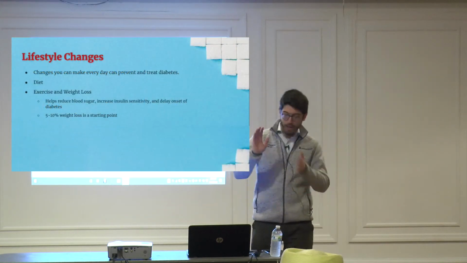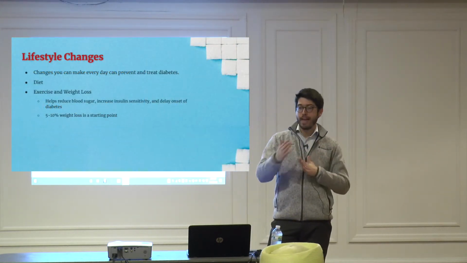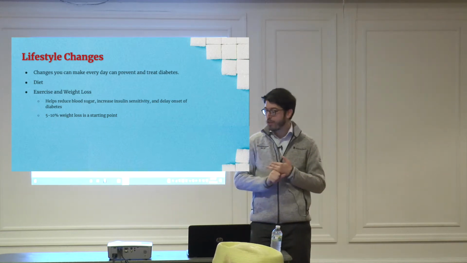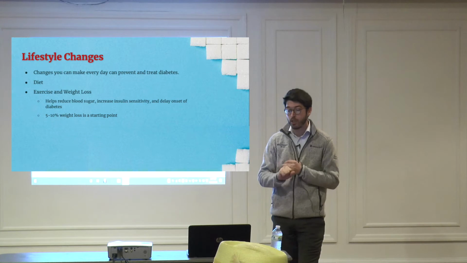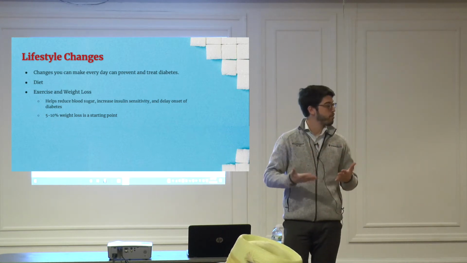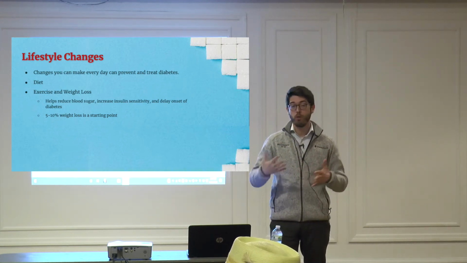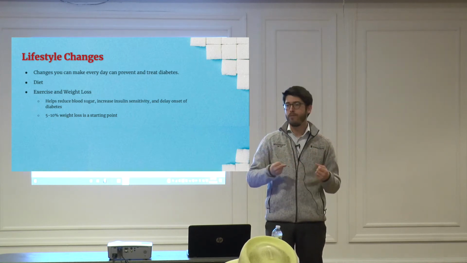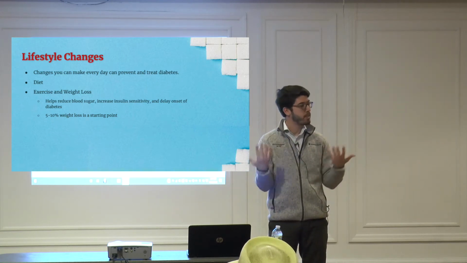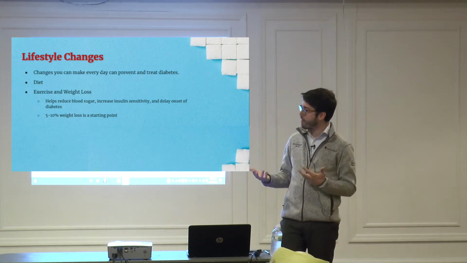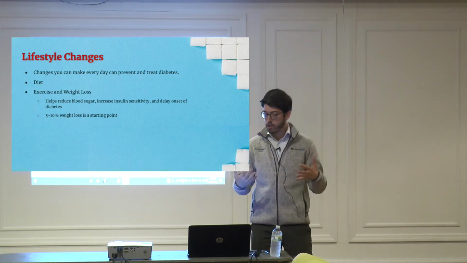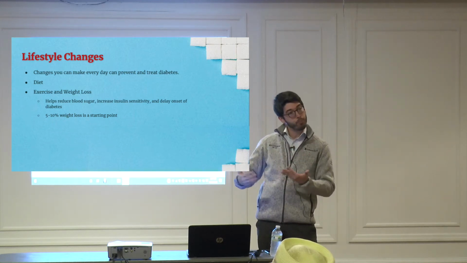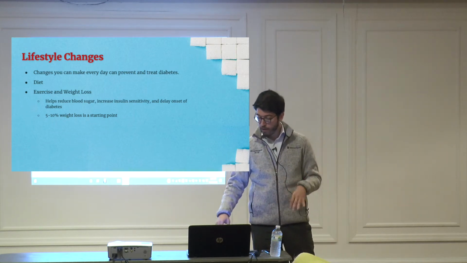Okay, so that was diet. The next important topic is exercise and weight loss. These are important things. Exercise itself helps reduce blood sugar. It helps increase our body's response to insulin. So the more we exercise, the more our body uses that sugar that's out there. And for some reason, the more responsive our cells are to insulin. I can't quite figure that out yet, but the more we exercise, the longer it delays the onset of diabetes or even prevents diabetes. So exercise is very important.